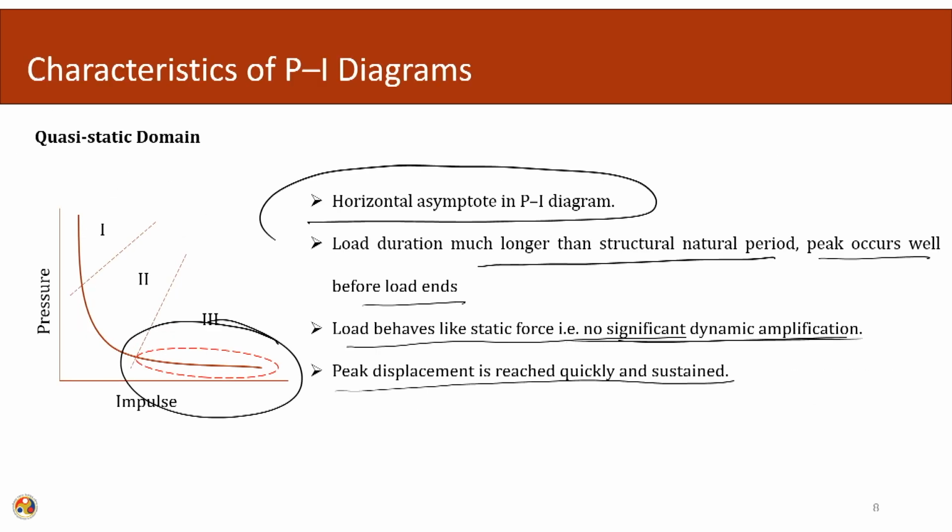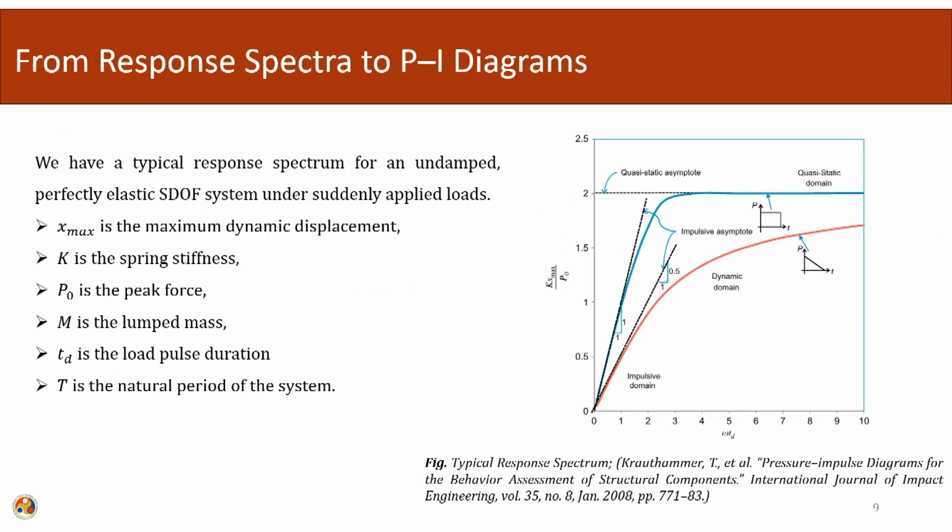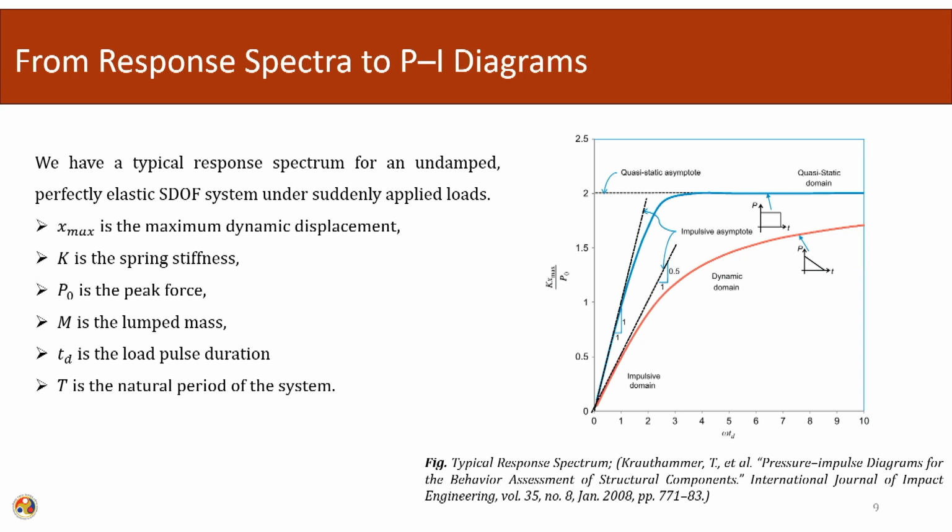So, from the response spectra to the PI diagram. When we have a typical response spectrum for an undamped, perfectly elastic single degree of freedom system under suddenly applied loads, we have constructed a response spectrum where the system damping is 0 and it is a perfectly elastic single degree of freedom system under suddenly applied load.